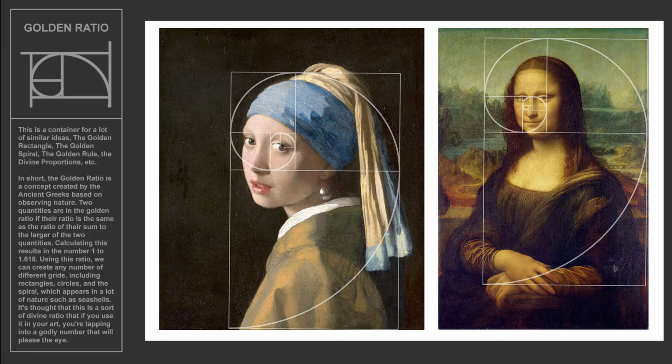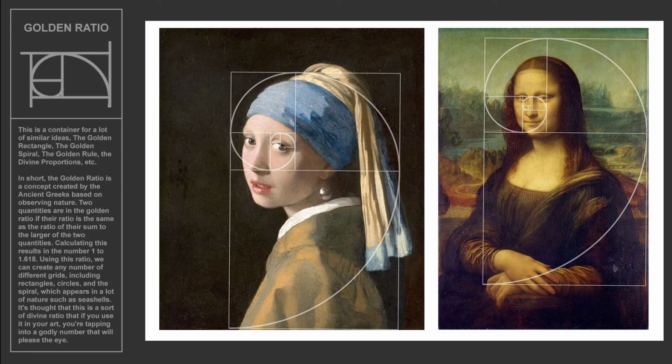So the final one we're going to discuss is the ever-popular golden ratio. So this is a container for a lot of similar ideas. For example, the golden rectangle, the golden spiral, the golden rule, the divine proportions, etc. So in short, the golden ratio is a concept created by the ancient Greeks based on observing nature. So two quantities are in the golden ratio if their ratio is the same as the ratio of their sum to the larger of the two quantities.